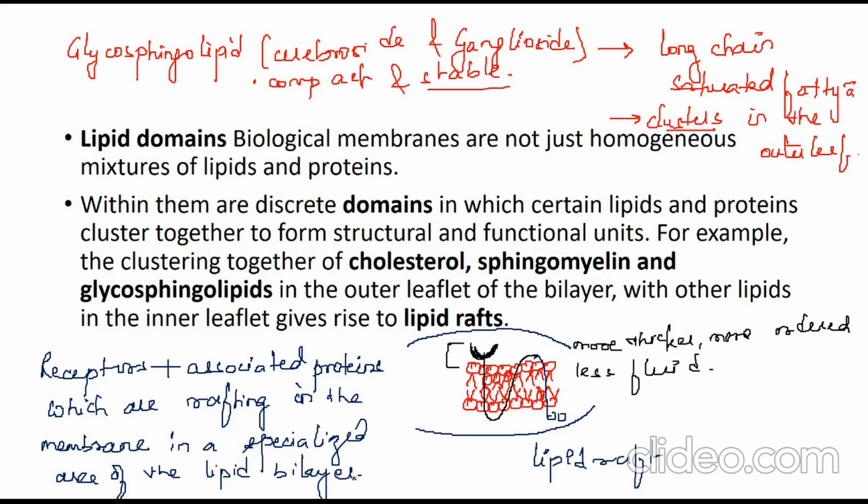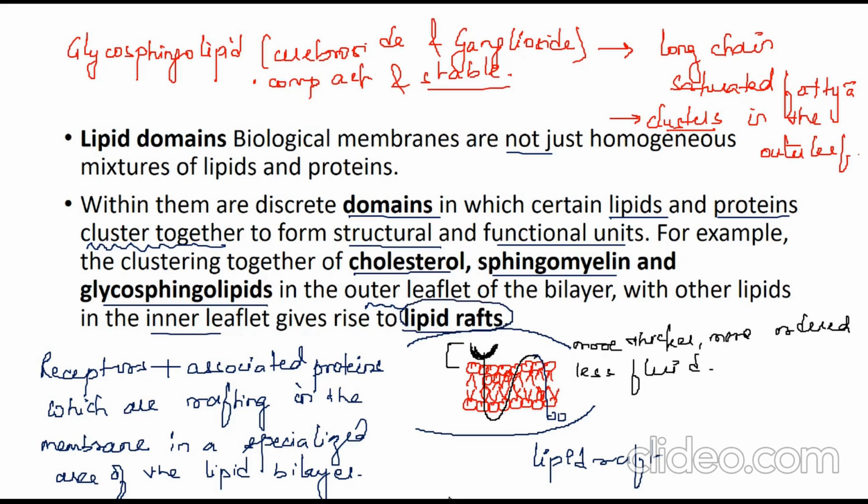So what is written in this slide? That the biological membranes are not a homogeneous mixture of lipid and protein. On some side it is thicker. Within them are discrete domains in which certain lipids and proteins cluster together to form structural and functional units. For example, clustering together of cholesterol, sphingomyelin and glycosphingolipids in the outer leaflet with the inner leaflet gives rise to lipid raft. So I hope the concept of lipid raft is clear.